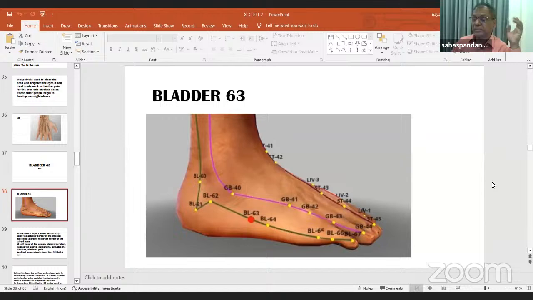So it is directly below the anterior border of the external malleolus, lateral to the lower border of the cuboid bone. So this is the cuboid bone. You can feel your cuboid bone. This is the lateral border of the cuboid bone. Okay, so feel the depression there.